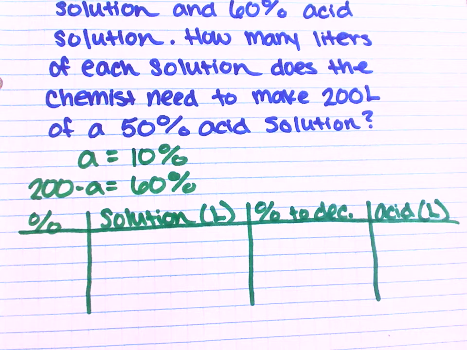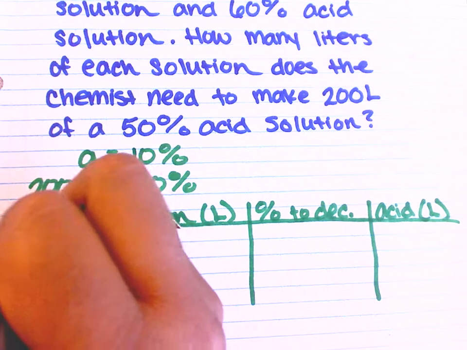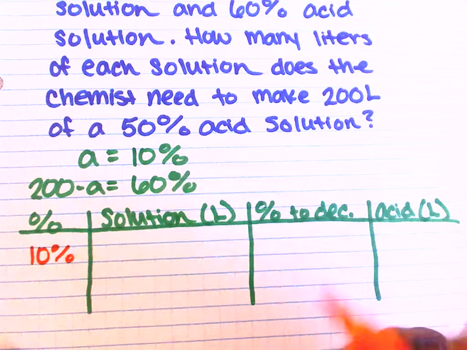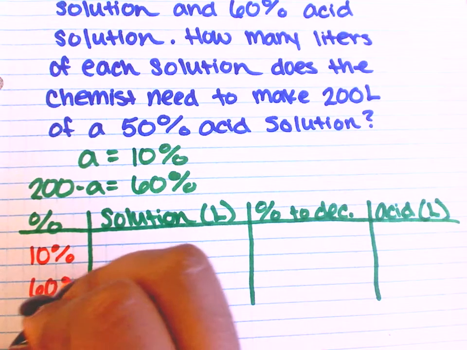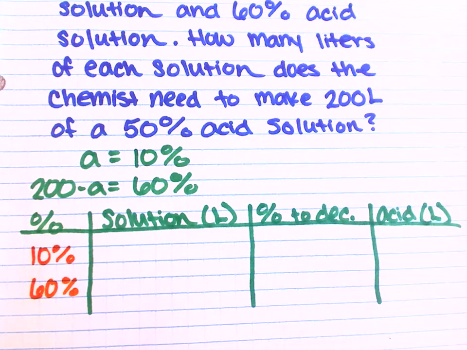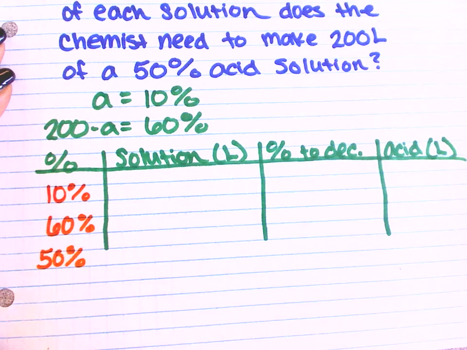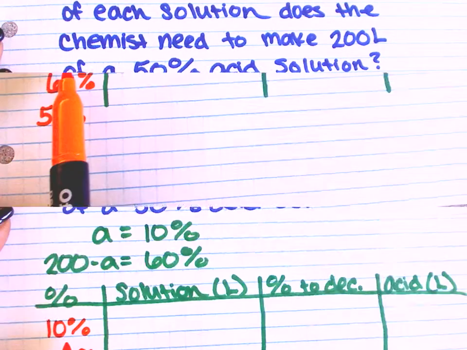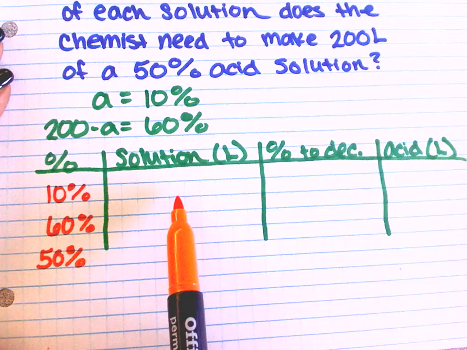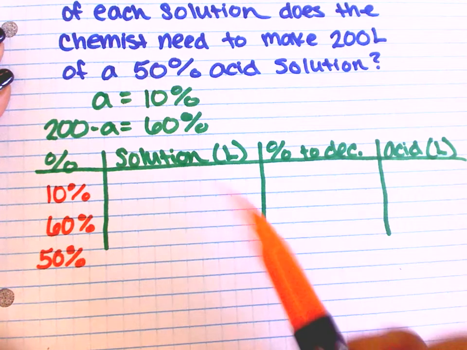So I'm going to think to myself, okay, the first one is the 10%. Then I'm going to have to find out the 60%. And at the end, he wants to know what a 50% solution would be like. So, 10% solution. Our solution that we used to represent it was the letter A. So A goes here.